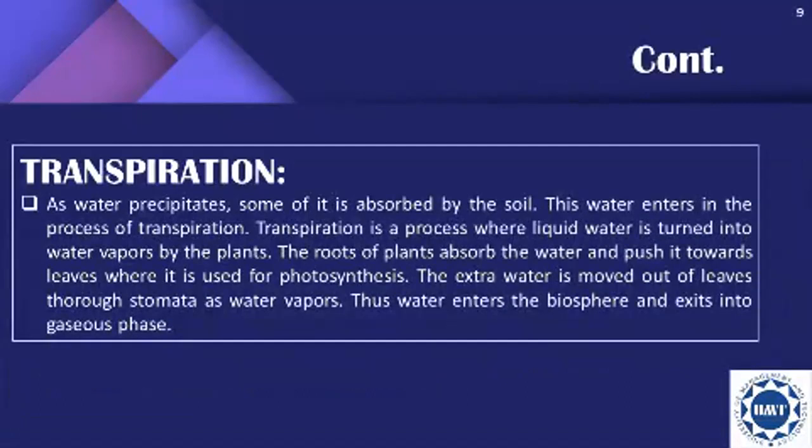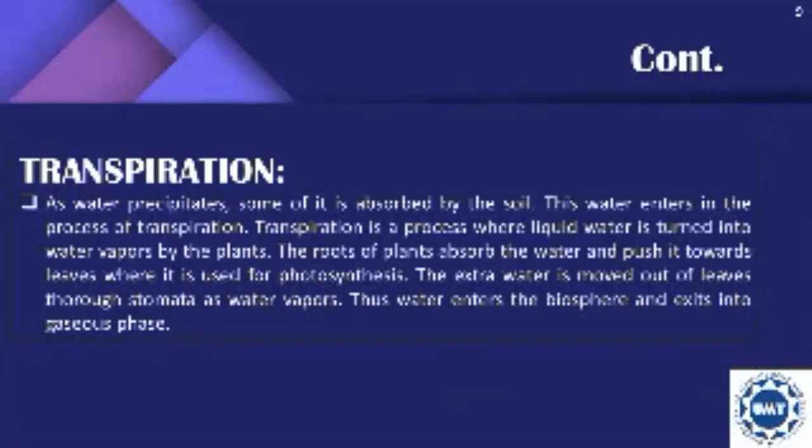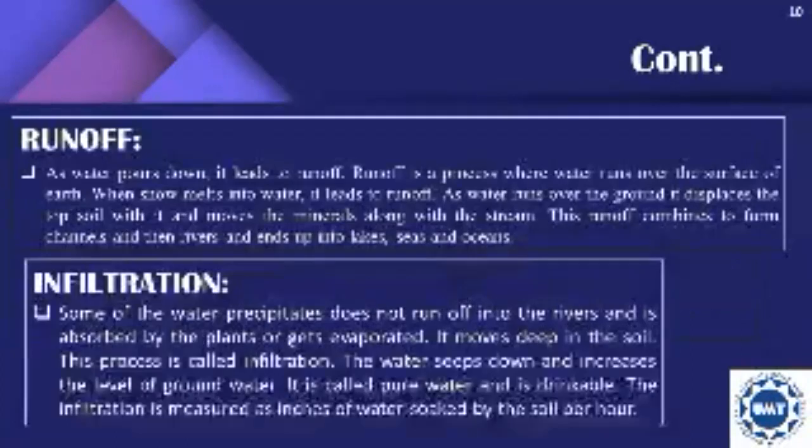So the next process is transpiration. As water precipitates, some of it is absorbed by soil. This water enters the process of transpiration. Transpiration is a process where liquid water is turned into water vapors by plants. The roots of plants absorb the water and push it towards leaves where it is used for photosynthesis. The extra water is moved out of the leaves through stomata as water vapors. Thus, water enters the biosphere and exits into gaseous phase.